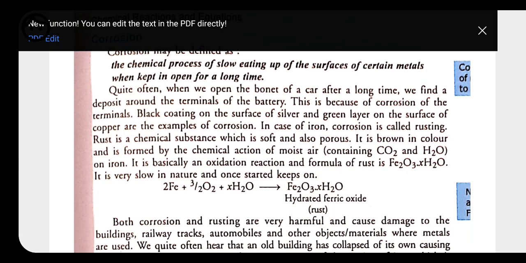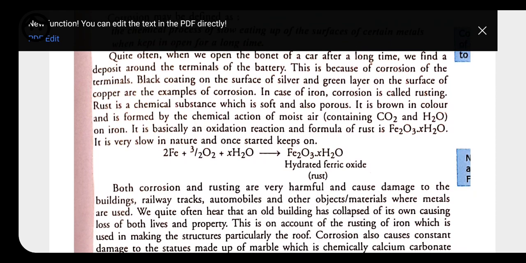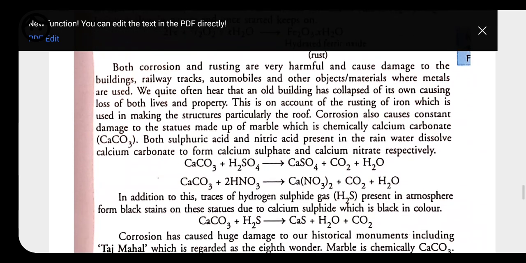Again, I am going to define corrosion and rusting. Corrosion is the oxidation of any metal, and rusting is the oxidation of iron. So here we have the formula of rust, that is Fe2O3, ferric oxide. Here we have xH2O because the number of water molecules is not fixed. That's why we write it as xH2O.